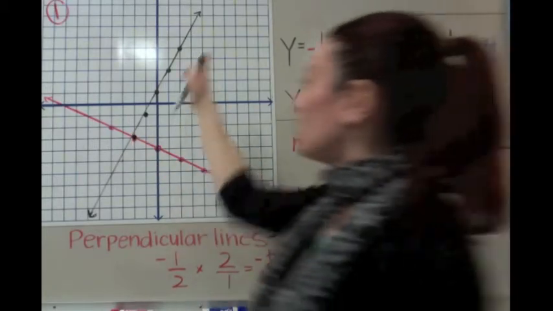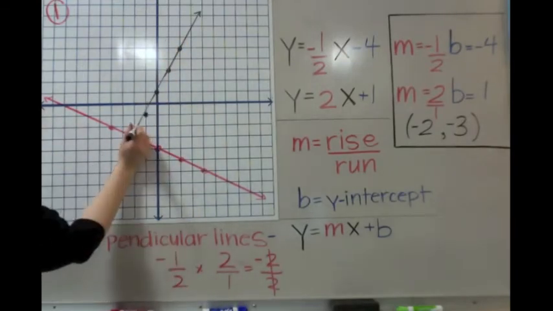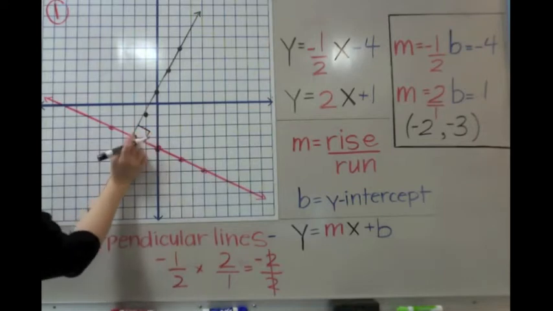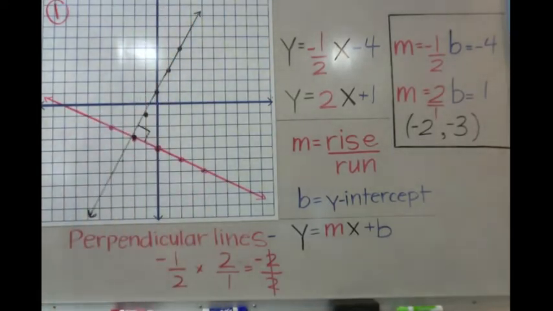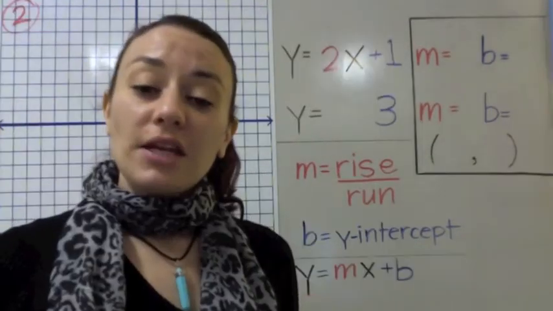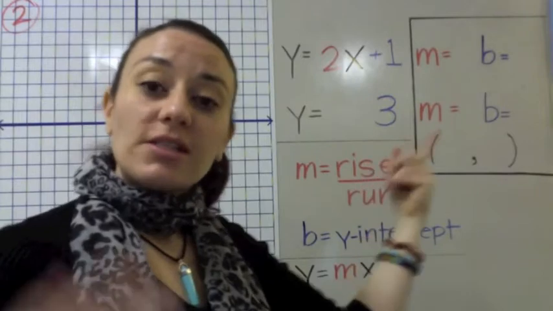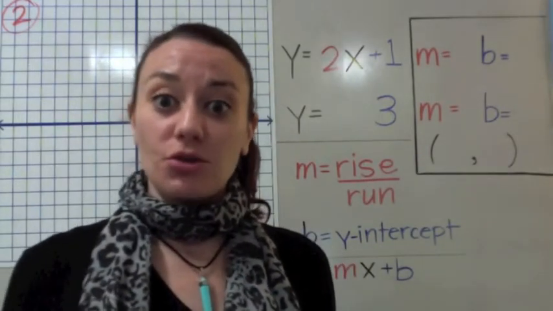What you're also going to notice is it looks like a T, which means these are perpendicular lines, and we can make a little box to represent 90 degrees, okay? It's like the corner of a box. So go ahead and get that down. Now let's graph this system of equations and see at what point they intersect. That will be their solution.